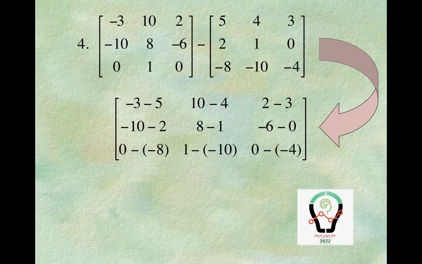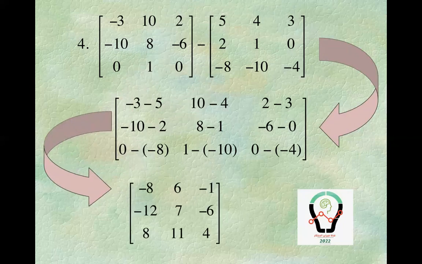Then subtracting the corresponding elements: -3 minus 5 equals -8. 10 minus 4 equals 6. 2 minus 3 equals -1. -10 minus 2 equals -12. 8 minus 1 equals 7. -6 minus 0 equals -6. 0 minus -8, which is 0 plus 8, equals 8. 1 minus -10, which is 1 plus 10, equals 11. And lastly, 0 minus -4, which is 0 plus 4, equals 4.